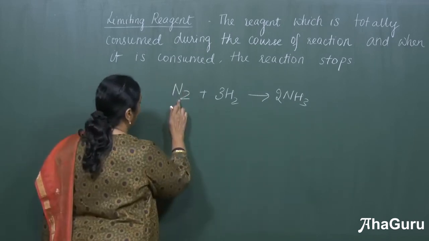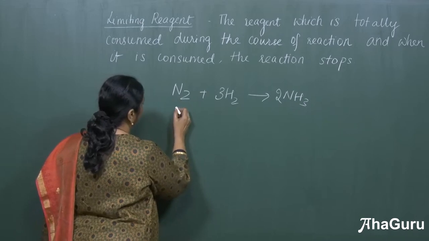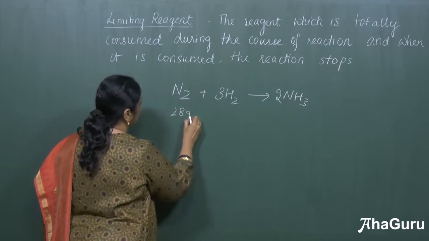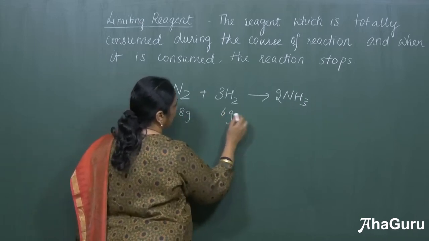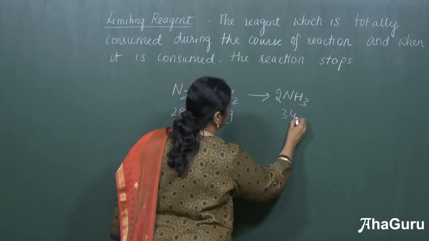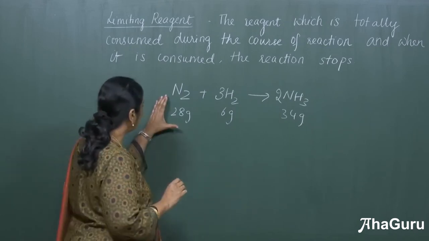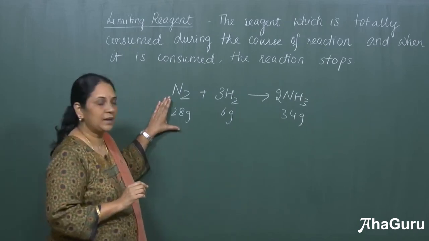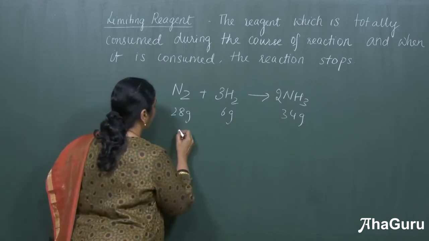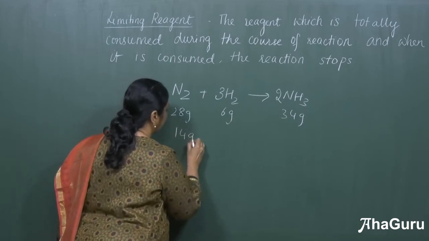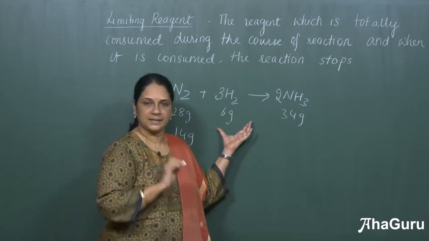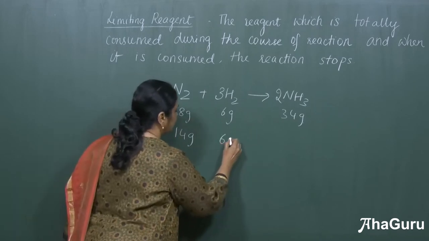The molecular weight will be 28 grams. This will be 6 grams and this would be 34 grams. Let us consider this. Suppose in case I reduce the quantity of nitrogen. Let me say that I am going to add only 14 grams. But hydrogen is the same. It's going to react with 6 grams.